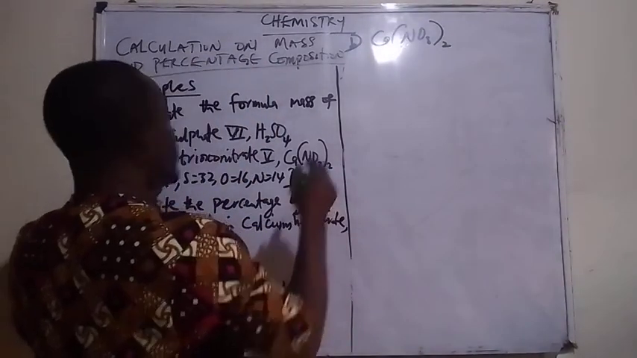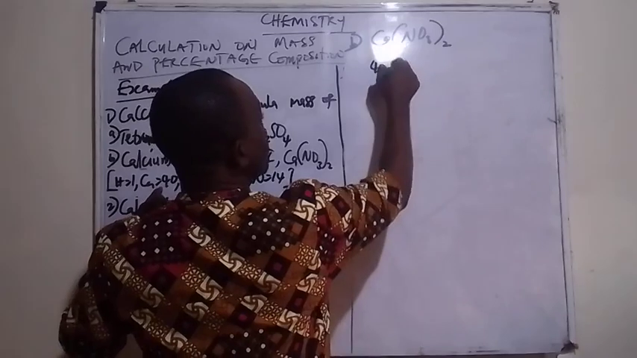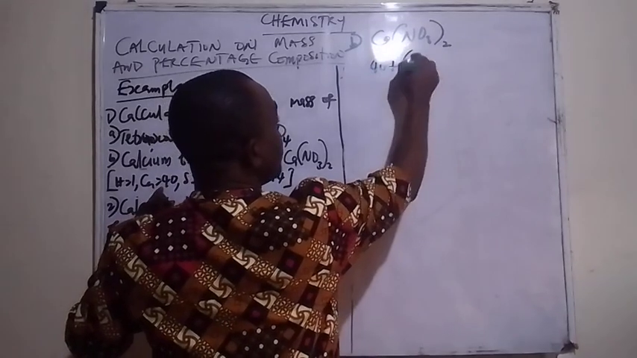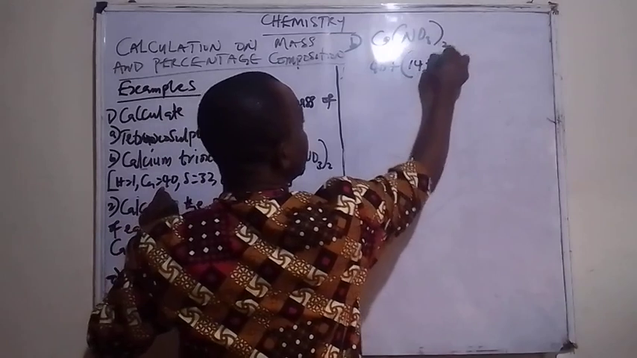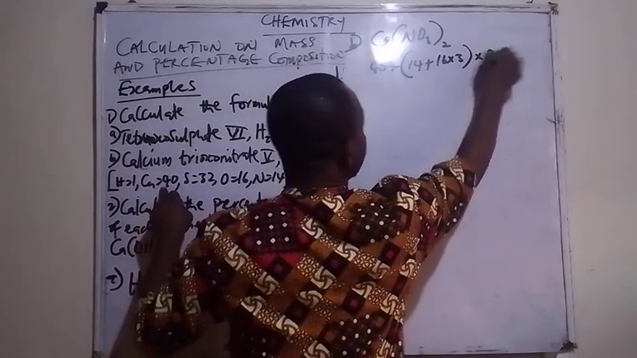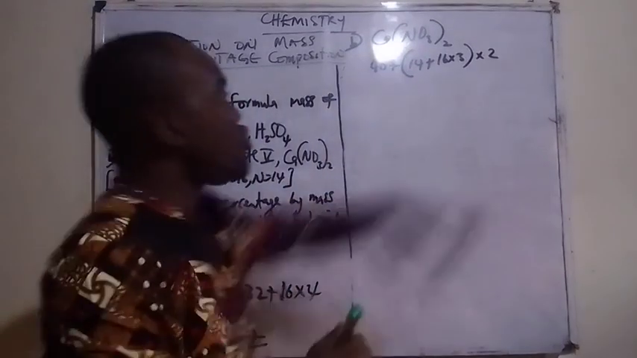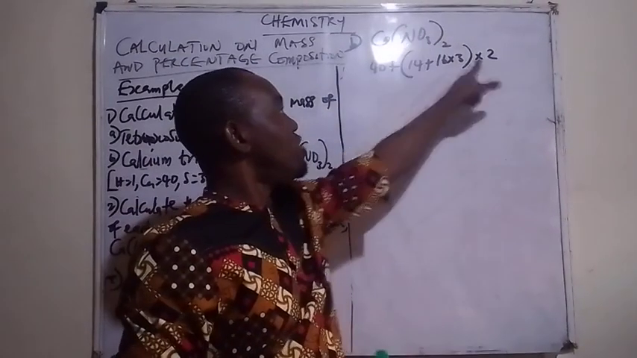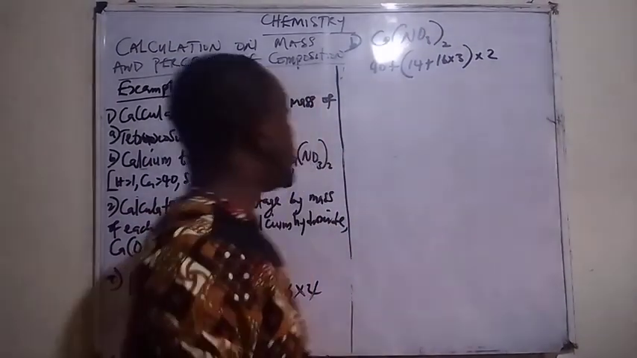Calcium is 40 from here. We have 40 plus bracket, nitrogen is 14 plus oxygen is 16, there's 3 here, so 16 times 3, close bracket, times 2. Now this 2 is multiplying everything inside this bracket. That is how we have it here, so take note of that.